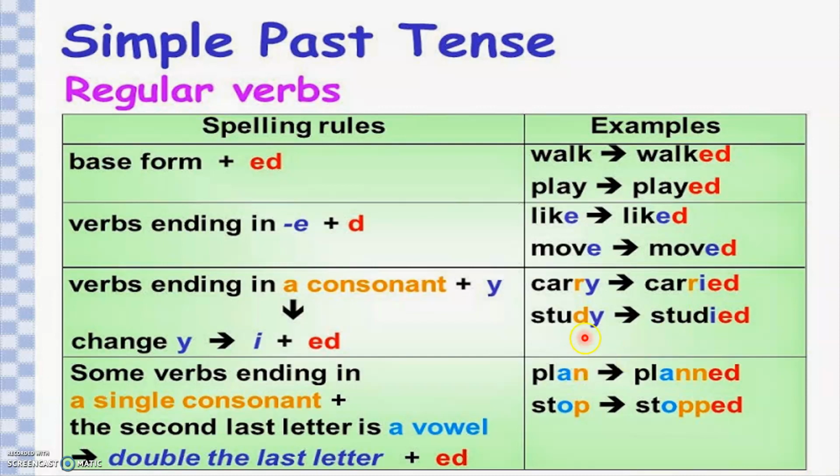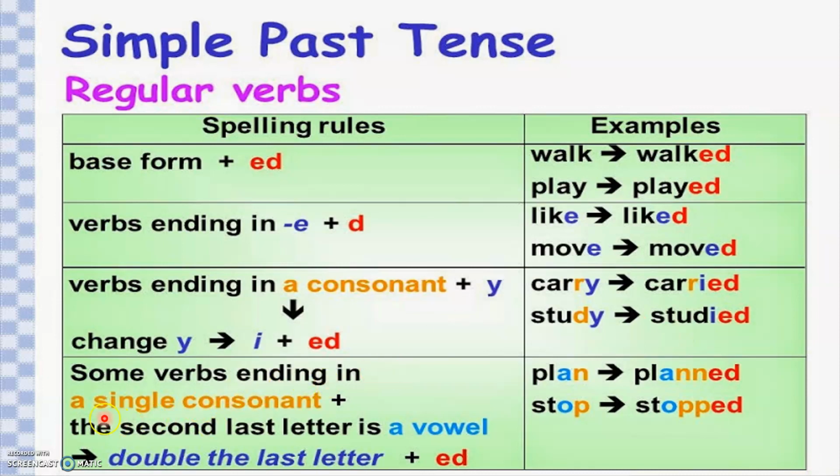Study. Look at the verb study. It ends with y, and before the y, we have the consonant, which is d. So we're going to cross out the y, and we're going to add ied to the verb. So study in the past, studied. Okay, for example, I studied math yesterday.